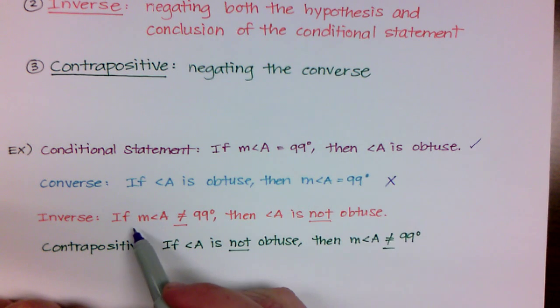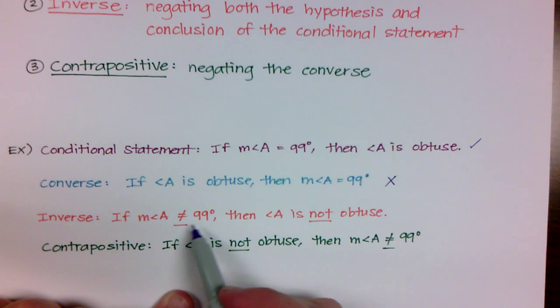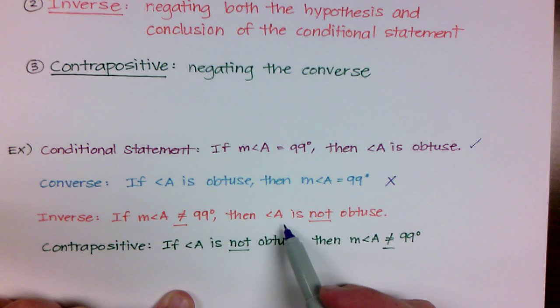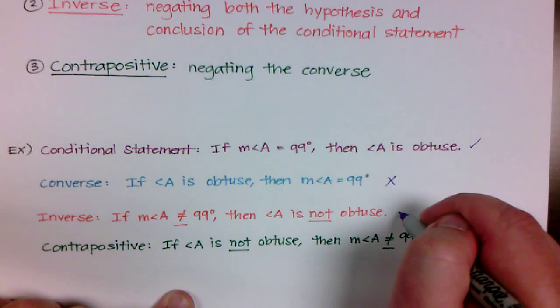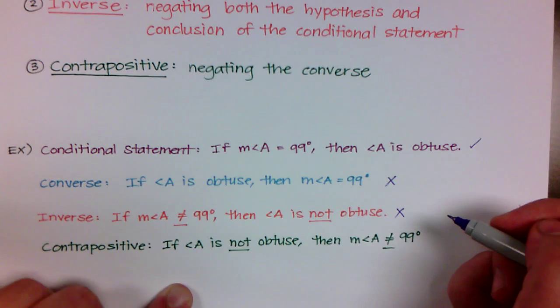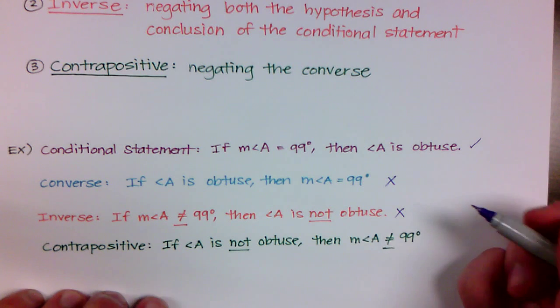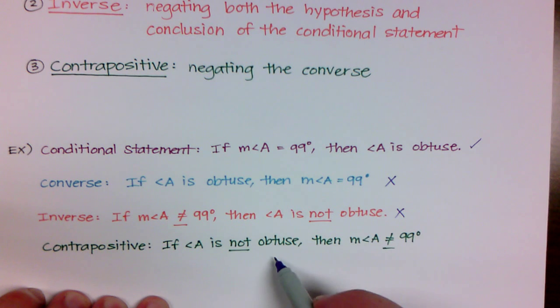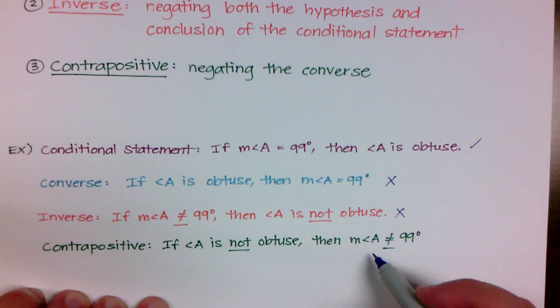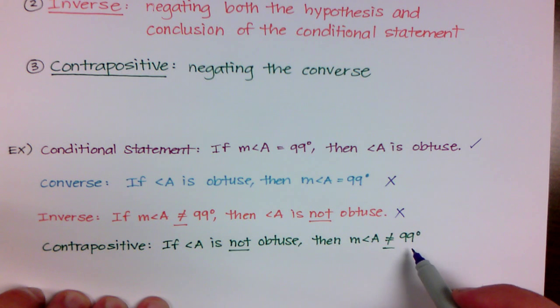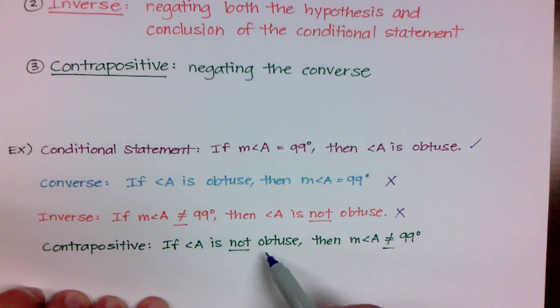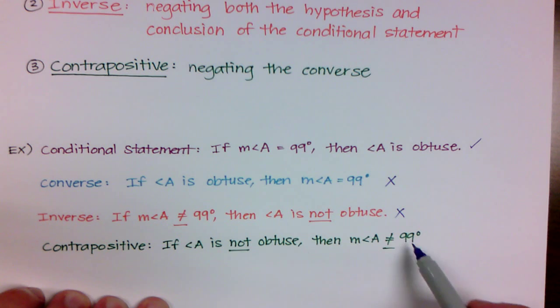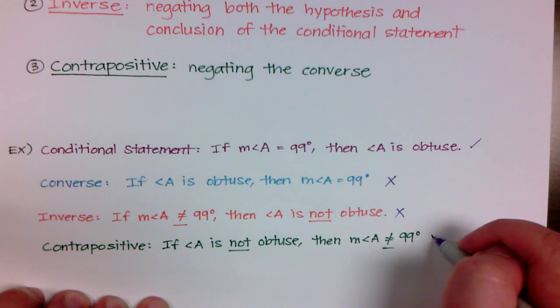Let's read the inverse. If the measure of angle A does not equal 99 degrees, then angle A is not obtuse. Well, that's not true either. That's a false statement. Well, let's read the contrapositive. If angle A is not obtuse, then the measure of angle A is not equal to 99 degrees. Well, that's true. If it's not obtuse, then it can't be 99 degrees. So that's a true statement.